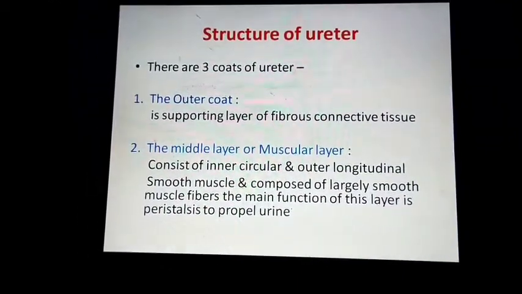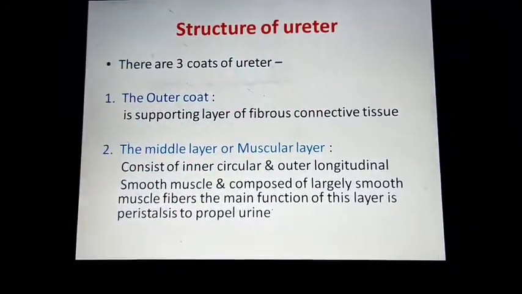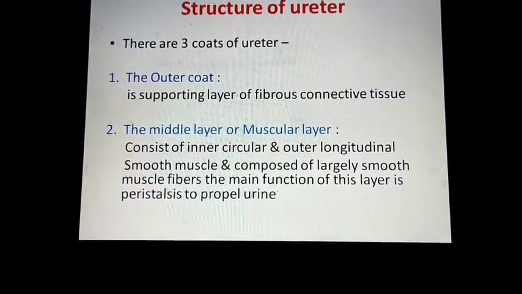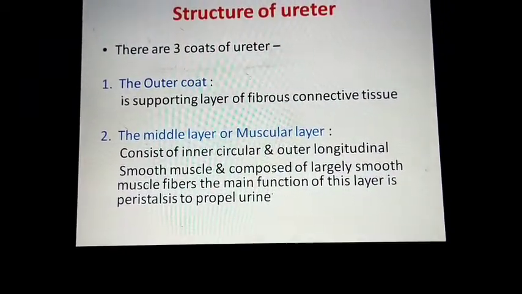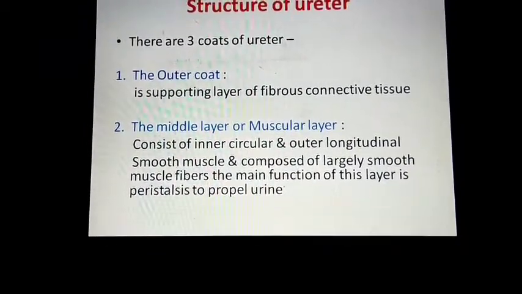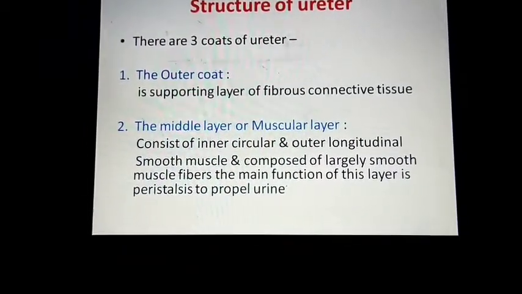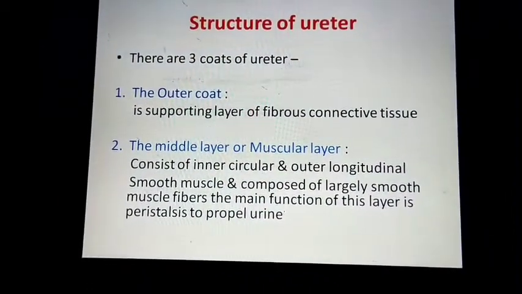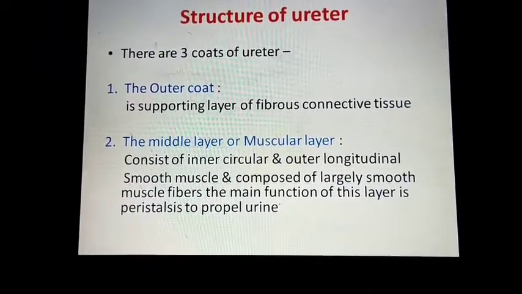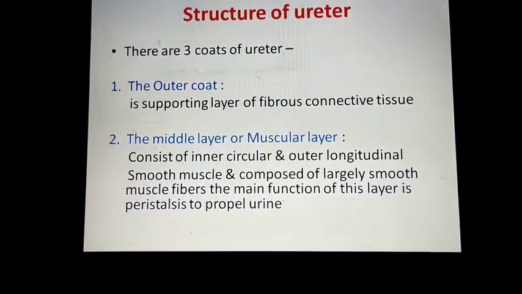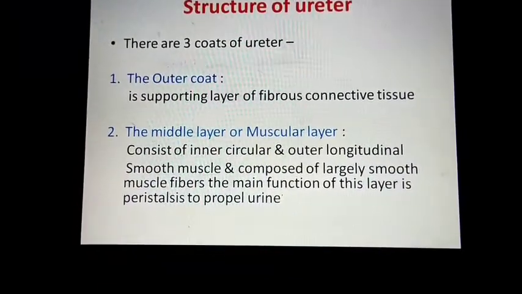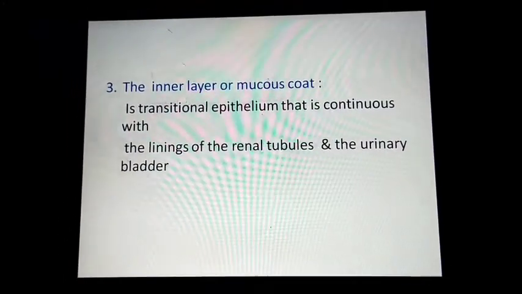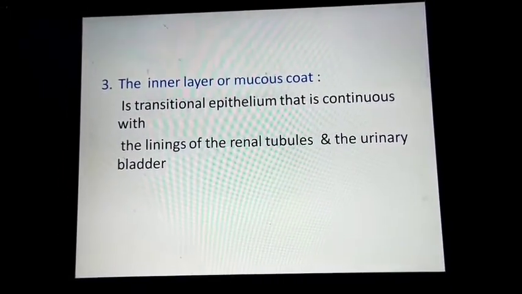The middle or muscular layer consists of inner circular and outer longitudinal smooth muscles, composed largely of smooth muscle fibers. The main function of this layer is peristalsis, to propel the urine. These muscles help in the peristalsis and conveying of urine from the kidney to the bladder. The inner layer is the mucous coat or mucosal layer.